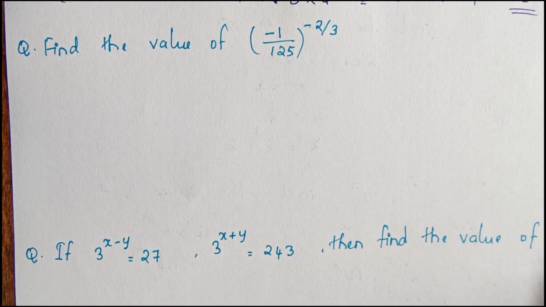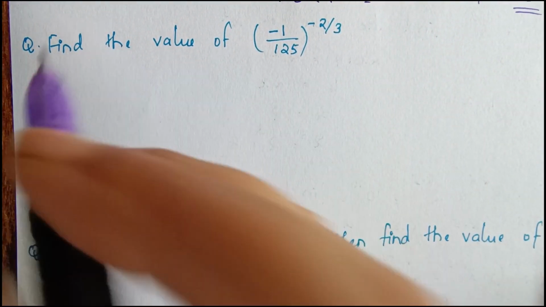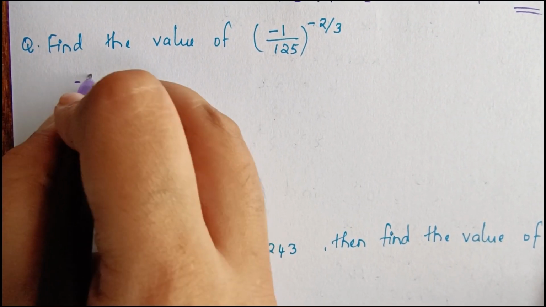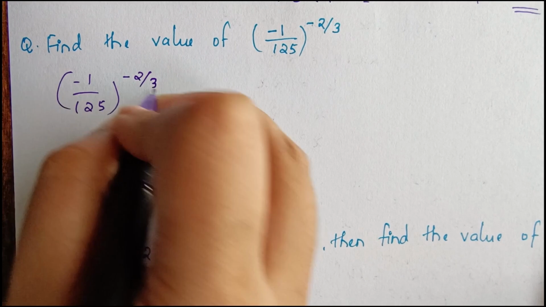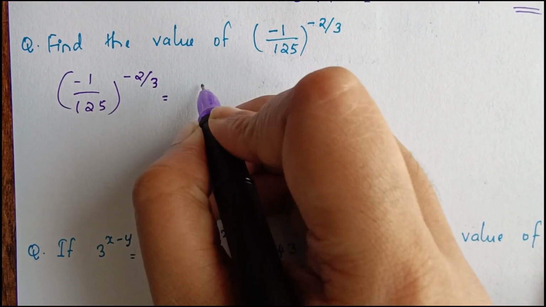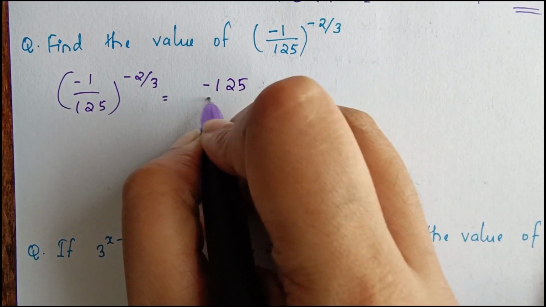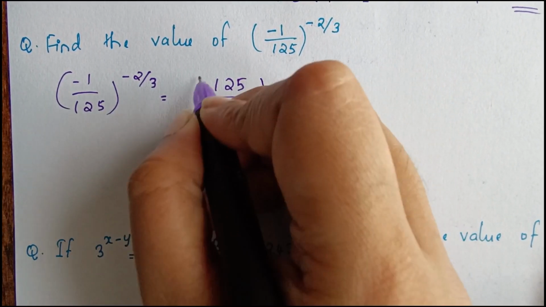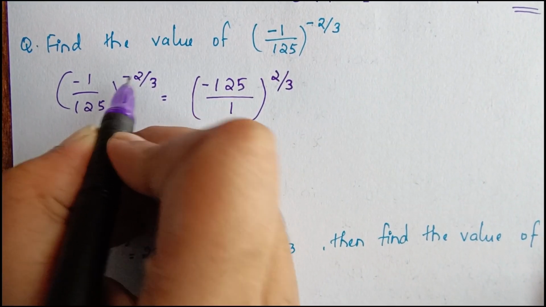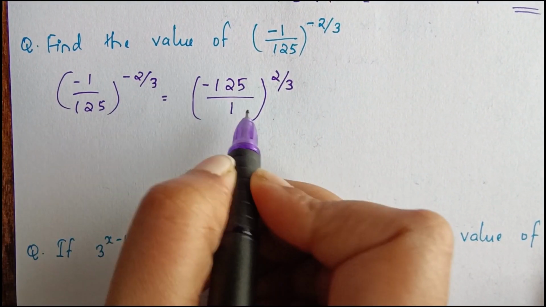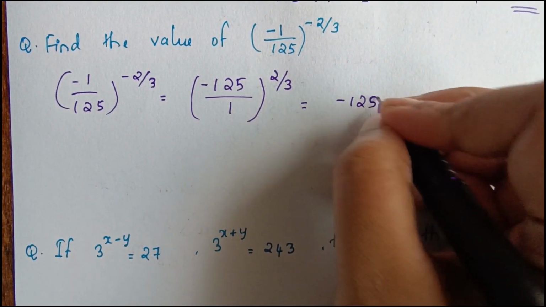So you have a negative number as the power. In order to make it positive, we will take the reciprocal of this number, that is minus 125 divided by 1, so that the power becomes positive. So in order to make the negative power positive, take the reciprocal of the number. Next you can write minus 125 the whole raised to 2 by 3.